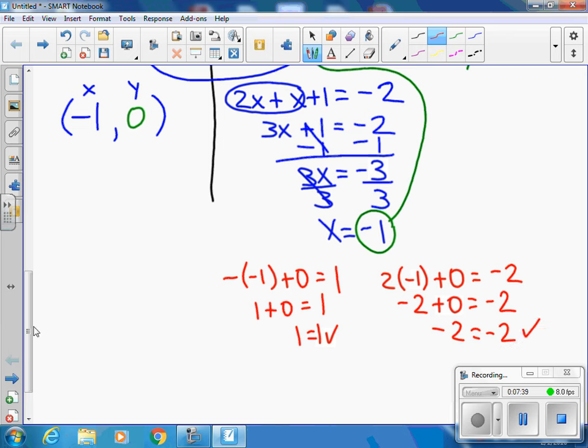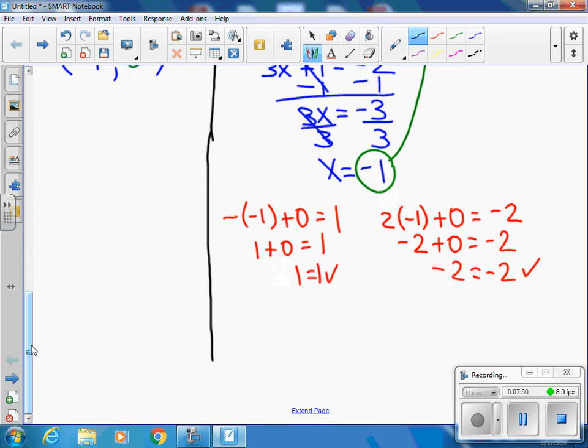As soon as I see that it works in both, I know that the answer I got is the right one. Okay, so you can decide if it's worth it to check yourself, or you can just trust your work and see that everything comes out that way.